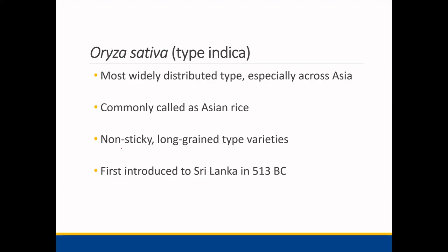So it's non-sticky and long grain type varieties. This one was first introduced to Sri Lanka around 513 BC, very old. So these are the characteristics, and you should know that this particular type of Oryza sativa is commonly grown in Asian countries.